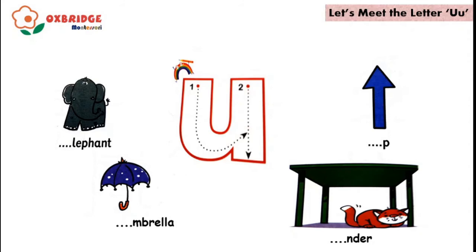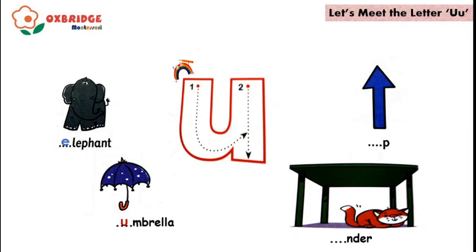Let's see what is the beginning sound of elephant. The beginning sound of elephant is E. It doesn't start with U sound. Next we have a picture of umbrella, and say umbrella. Umbrella. Yes, its beginning sound is U.